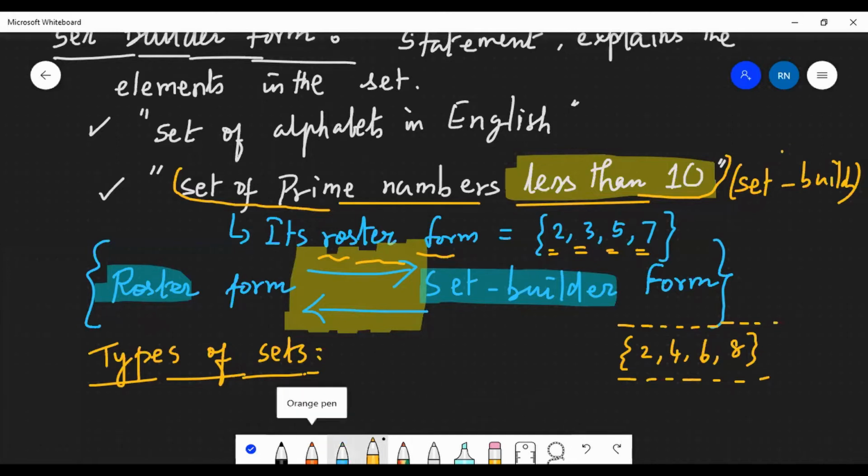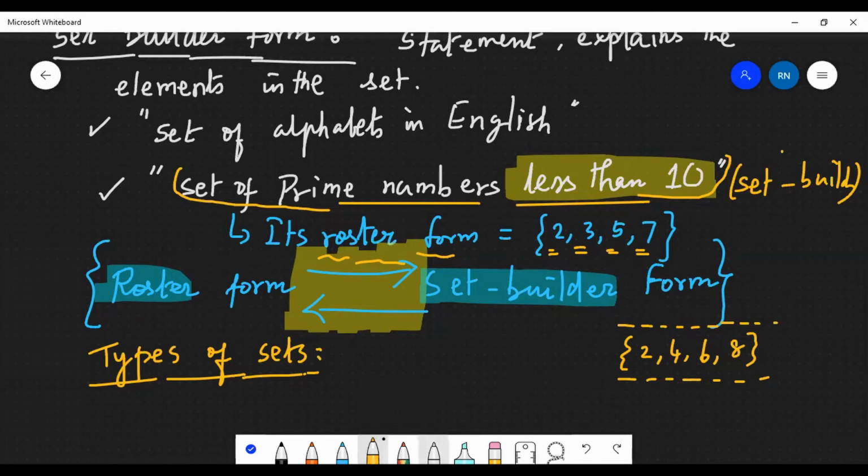Sorry to interrupt. Can you tell me what is the main difference between roster and set builder form? Set builder form is just an explanation in the form of a statement. That's it. It does not contain the individual elements. We don't write the elements.